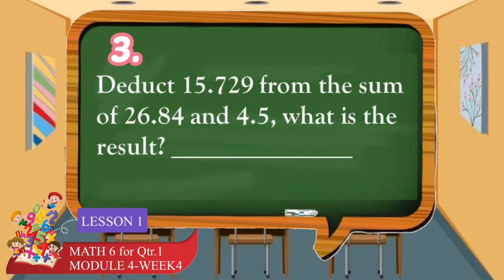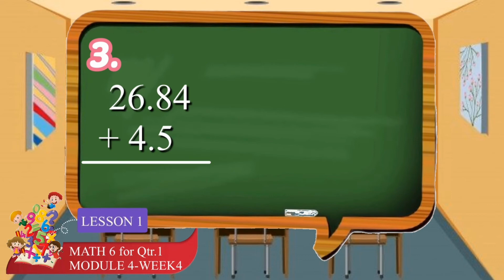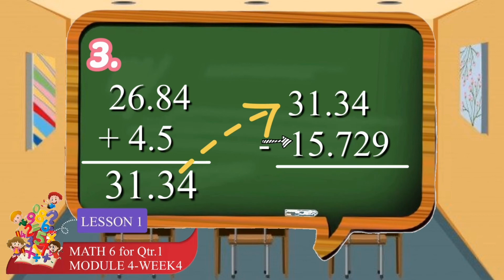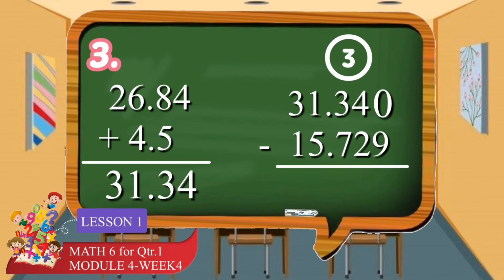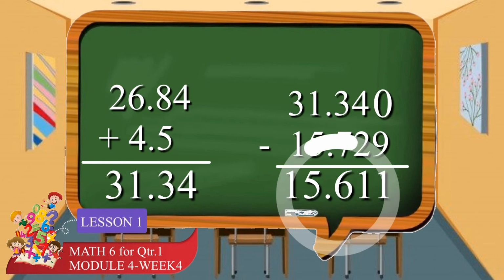What is the result? Before we get the final answer, we need to add first 26 and 84 hundredths plus 4 and 5 tenths. Right, it's 31 and 34 hundredths. Now, we'll deduct 15 and 729 thousandths from 31 and 34 hundredths. Right, it's 15 and 611 thousandths, and it is our final answer.